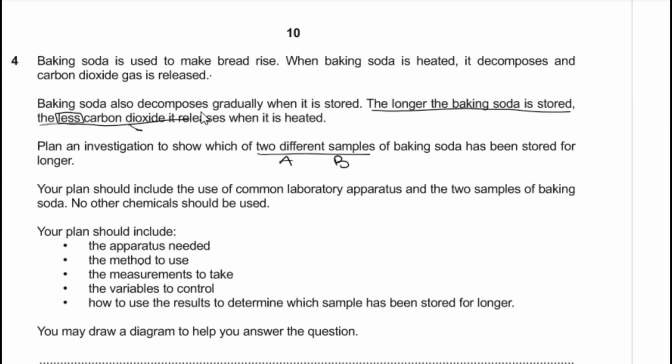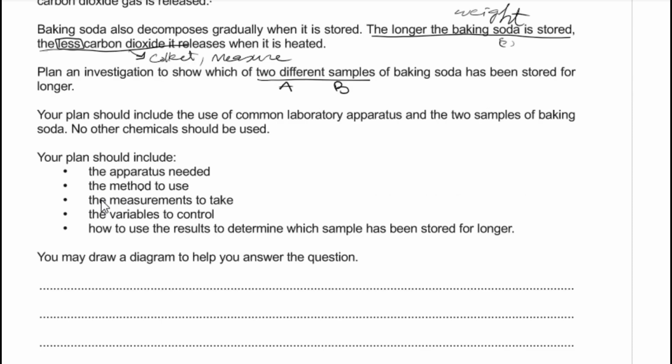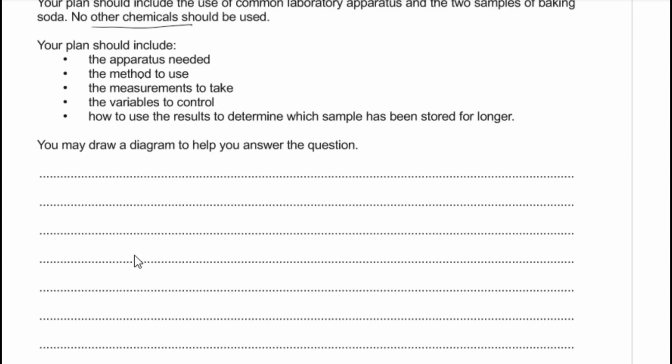So carbon dioxide gas is released. We can collect it and measure it. Baking soda is a solid, so we can weigh it. Your plan should include the use of common laboratory apparatus and 2 samples of baking soda. No other chemical, so we need not use any other chemical to test. Your plan should include the apparatus used, the method, the measurements, the variables to control, and how to use the results to determine which sample has been stored for longer. You may draw a diagram to help you answer the question.